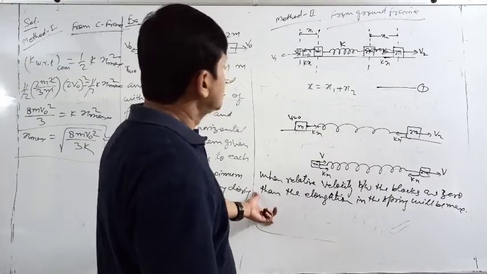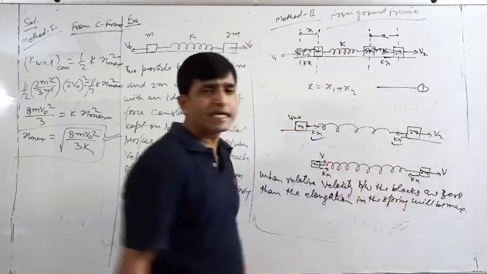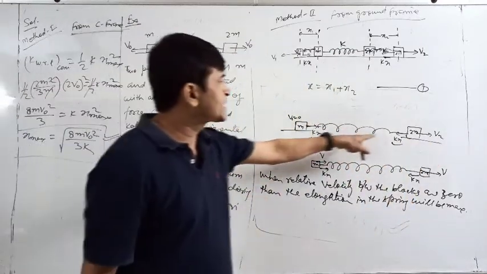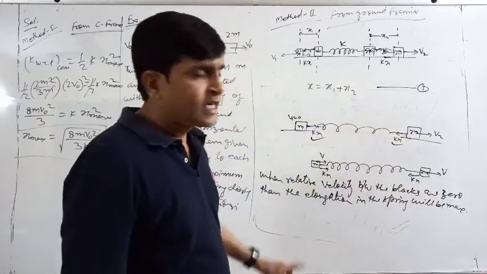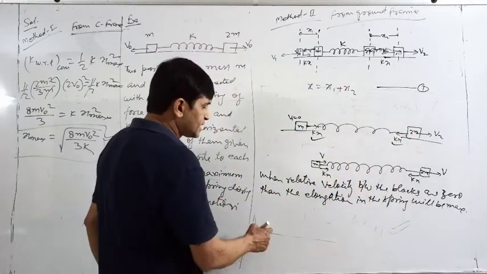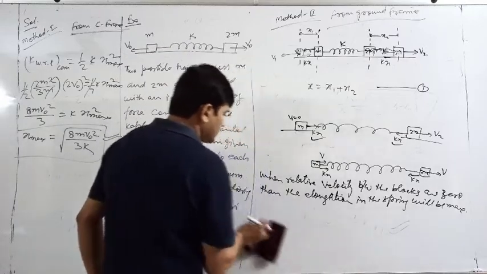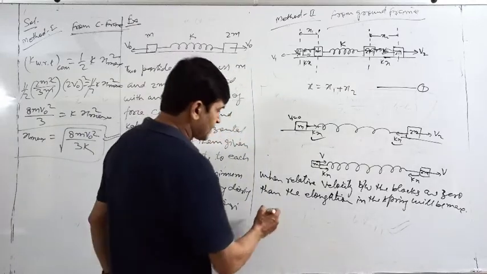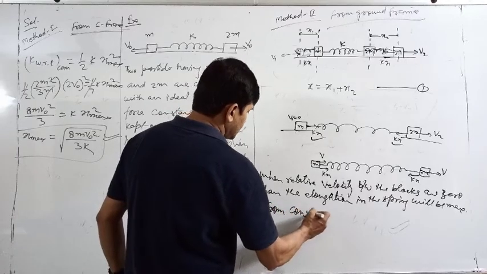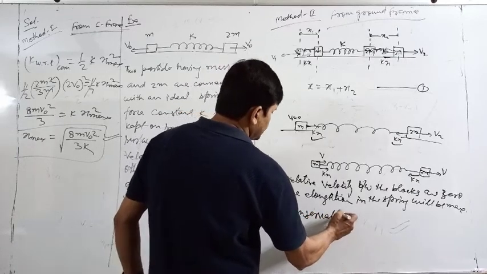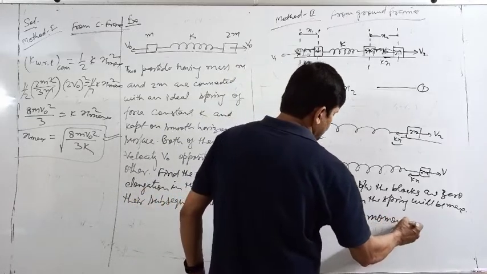Now in the system only the kx force acts in the horizontal direction, and this kx is equal and opposite. The net force in the system is 0. So by conservation of momentum.